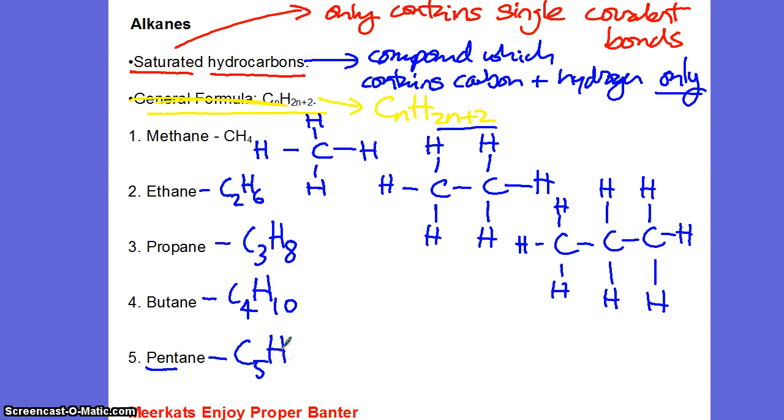C5H, well, double 5 gets 10, plus 2, that gives 12. And we could draw butane out if you like, or we could draw pentane out. But let's draw butane. So we've got 4 carbons.